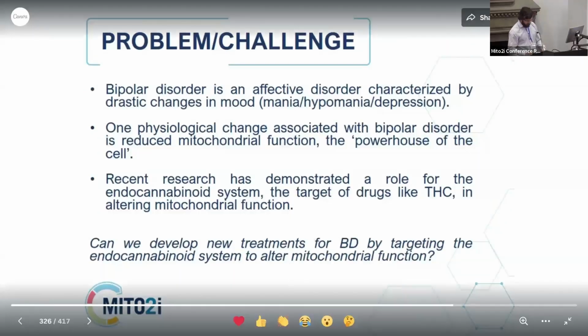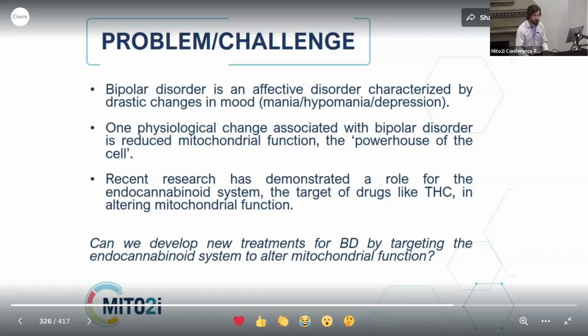So we've heard some nice background on bipolar disorder this morning, so I won't go into it in detail. However, bipolar disorder is an affective disorder which is characterized by drastic changes in mood, ranging from mania to hypomania and depression. And needless to say, these drastic changes in mood can be very disruptive for the patient's maintenance of their work life, their professional life, and many other aspects of life.